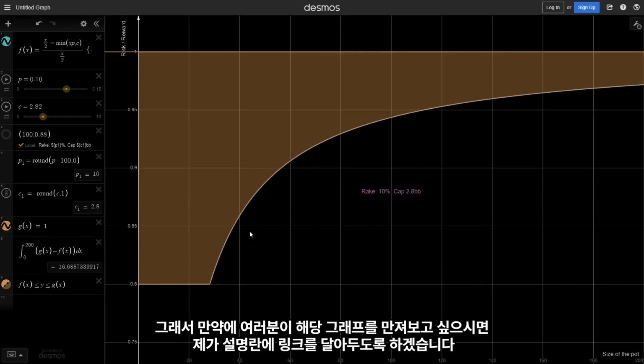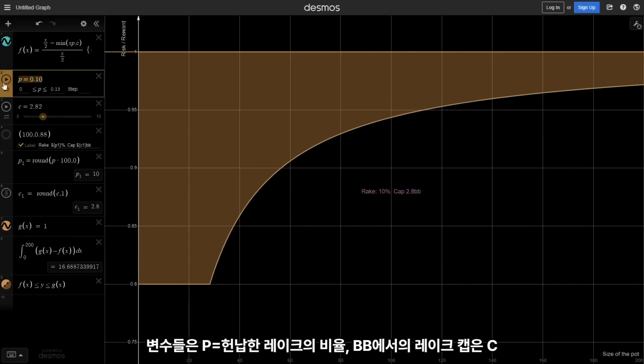So anyway, if you want to try out this graph, I'll link to it in the description. The parameters are P for the percentage of rake paid and C for the rake cap in big blinds, as shown in the middle of the graph here.